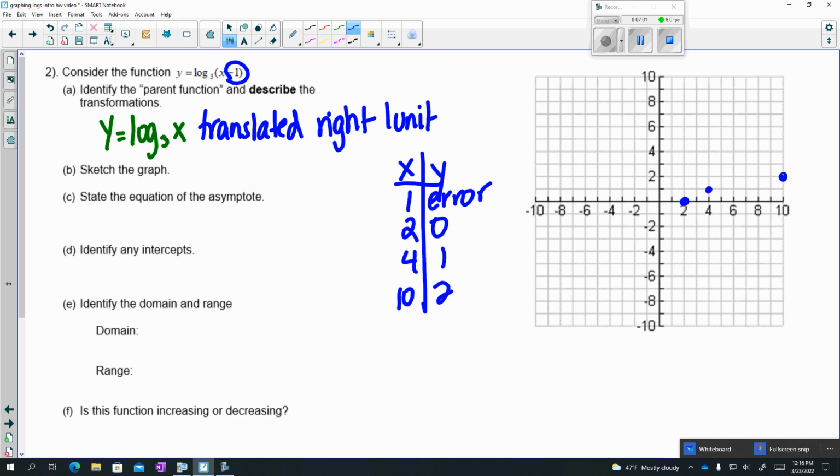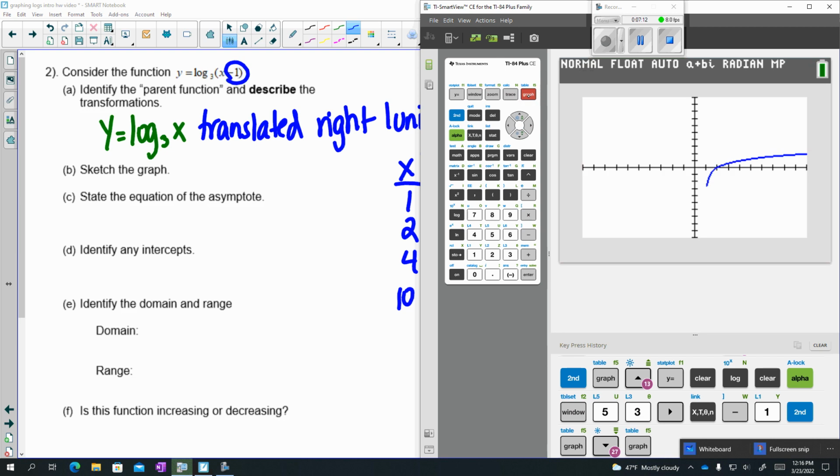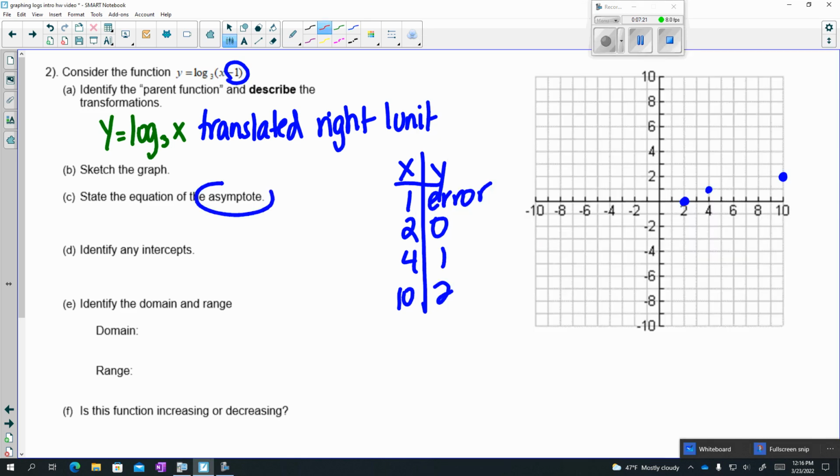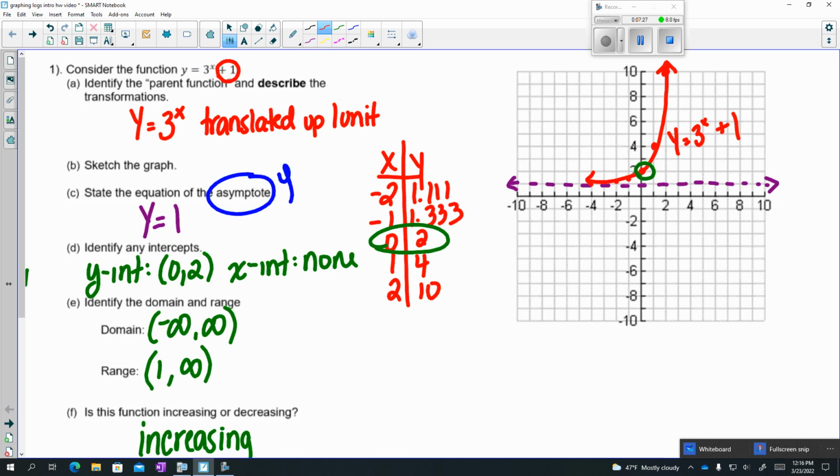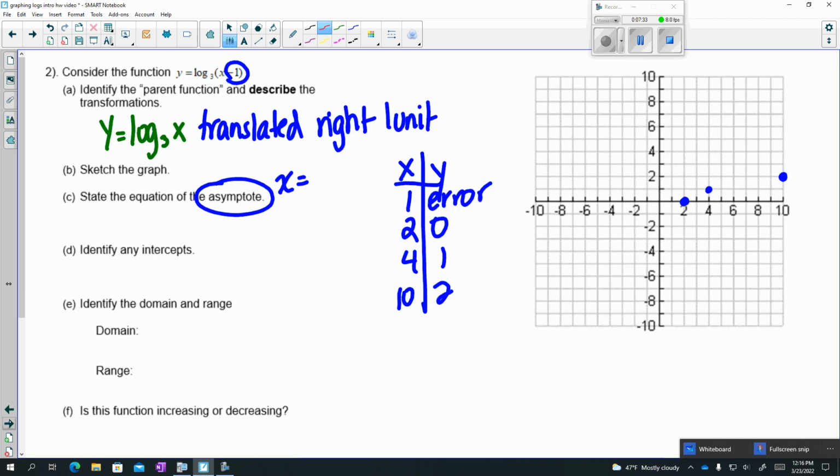Once again, I'm going to go to my asymptote first because an asymptote, I don't want to cross over it. So I want to make sure I have that on my graph first. So let's look at our graph as well. Your asymptote for a log function is always going to be an x equals. For our exponential function, it was a y equals because it was a horizontal line. For logs, it's an asymptote x equals because it is a vertical line. And here, it's going to be at x equals 1.